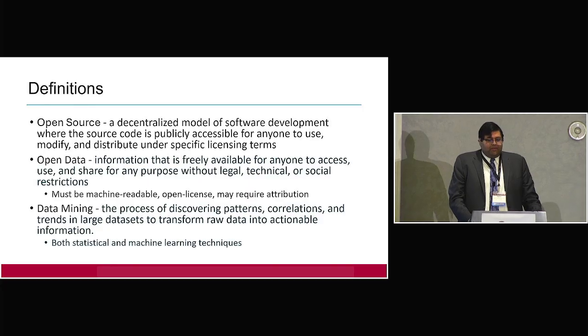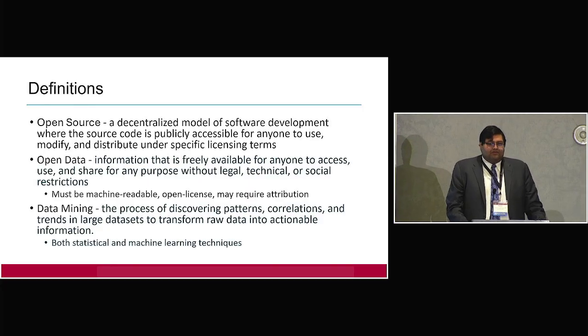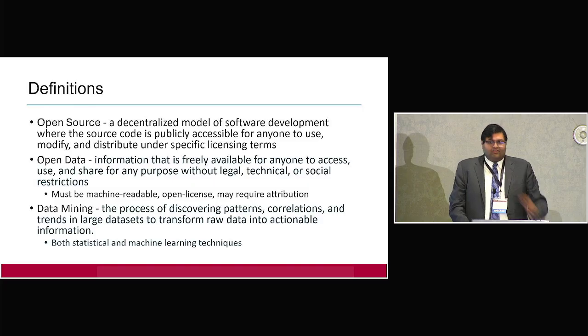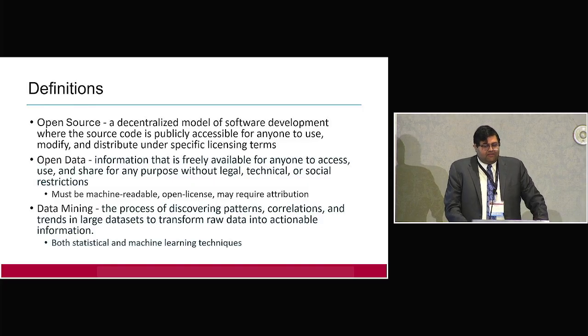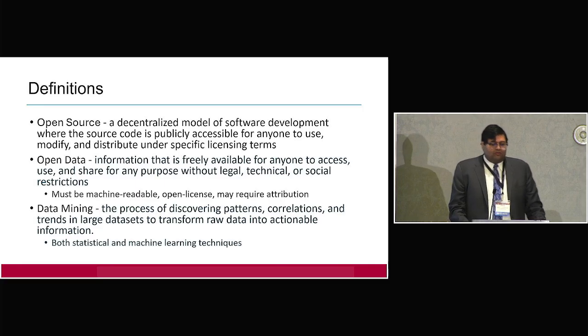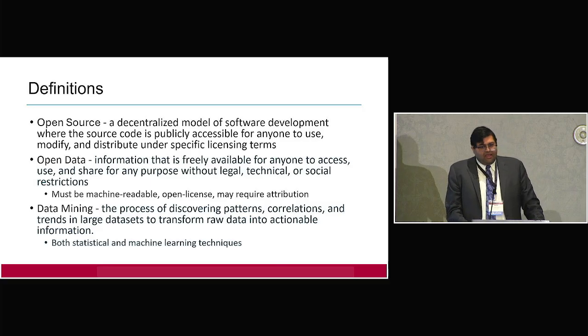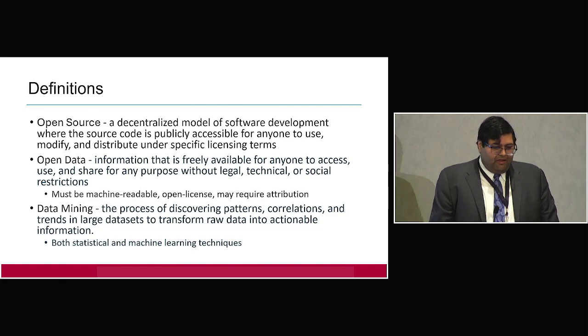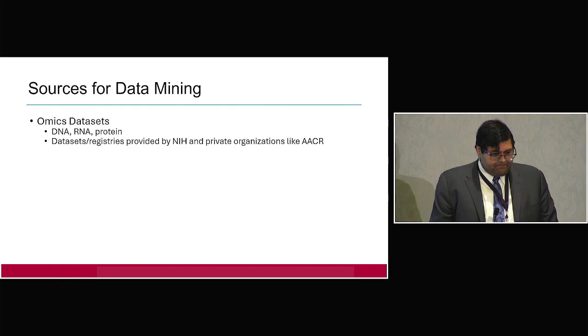When we talk about open data, this is information that's freely available for anyone to access, use, and share for any purpose without restrictions. Usually there's a requirement to attribute the data to a source, but you can use it however you want to. The last definition is data mining, and this is a process of discovering patterns, correlations, and trends in large data sets to transform raw data into actionable information. It usually involves complex statistical methods of matching and making comparisons, as well as machine learning techniques.